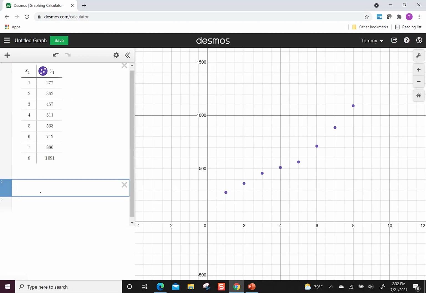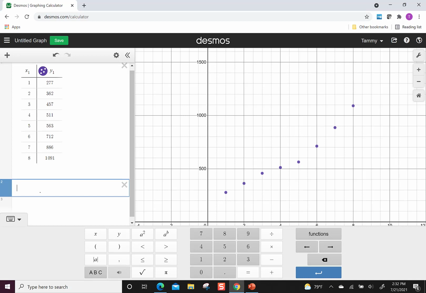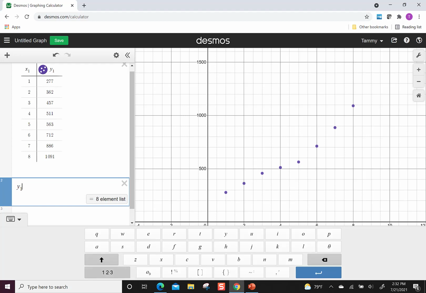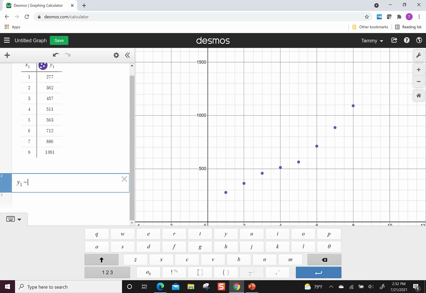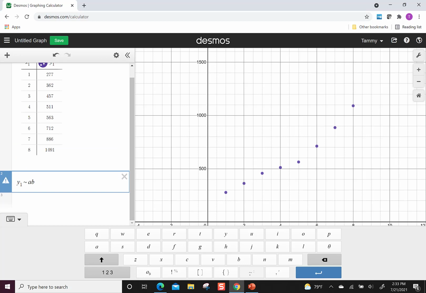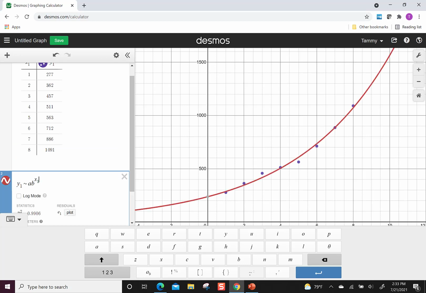Now to have Desmos turn this into an exponential function of the form a b to the x, I'm going to type y1, so that tells it to use the column. Then you go to the ABC on the keyboard, and down at the bottom there's this kind of squiggle, so this is making it do approximately. It's going to do a regression fit. So we're going to tell it y1, we want it to model, so tilde, and I want it to be a b to the x, but our x is x1, so when I hit the exponent, I hit x1, again referring back to the table. And see how it brought that curve in, and it says here's a curve.